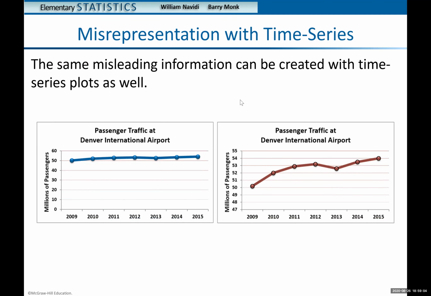Okay. Next one, with a time series, it's the same thing. The same misleading information can be created with time series plots. So look at this. It started at 47. This one is at 0. So passenger traffic at Denver International Airport.